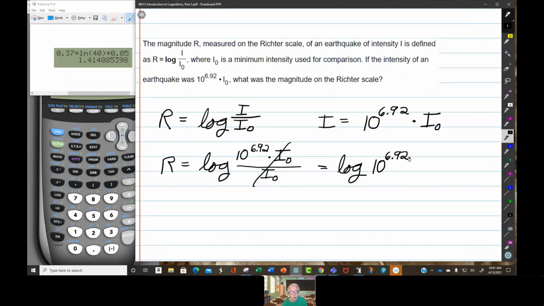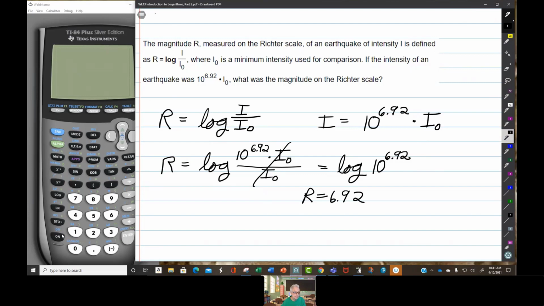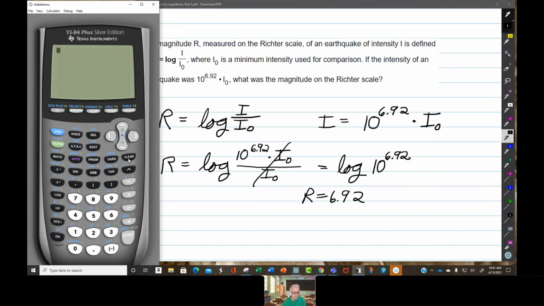Now, after today, you're going to know a quick way to do this. You're going to be able to just look at it and say, oh, okay, R equals 6.92. But for now, let's put it in the calculator. I'm going to take the log of 10 raised to that power. So log 10, up arrow, 6.92.